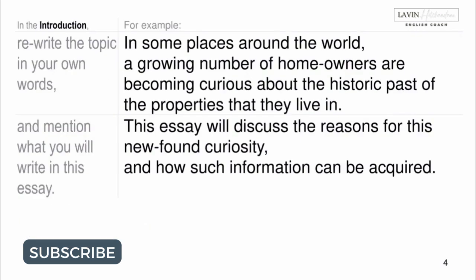In the introduction, rewrite the topic in your own words and mention what you will write in this essay. For example, in some places around the world, a growing number of homeowners are becoming curious about the historic past of the properties that they live in. This essay will discuss the reasons for this newfound curiosity and how such information can be acquired.